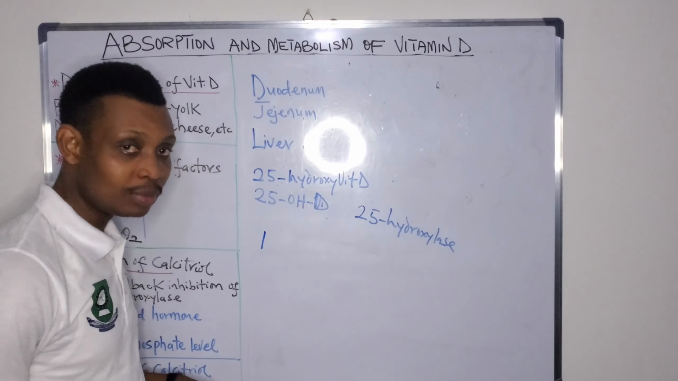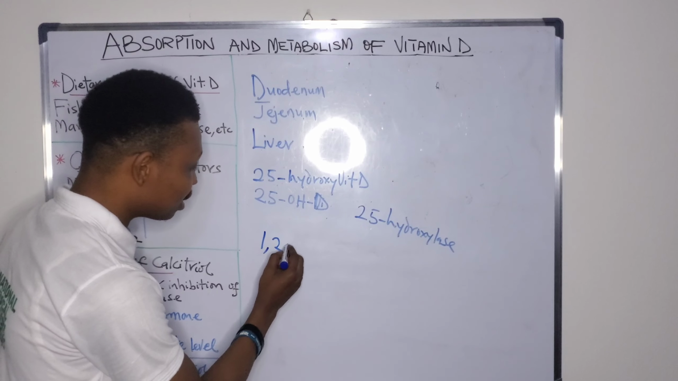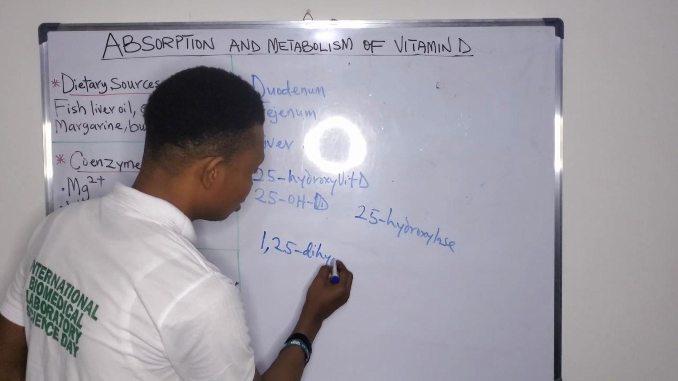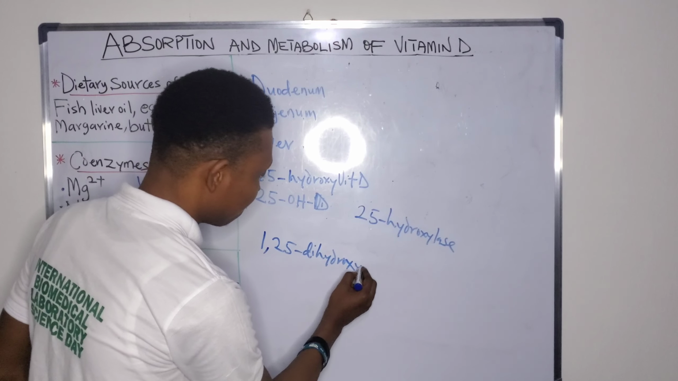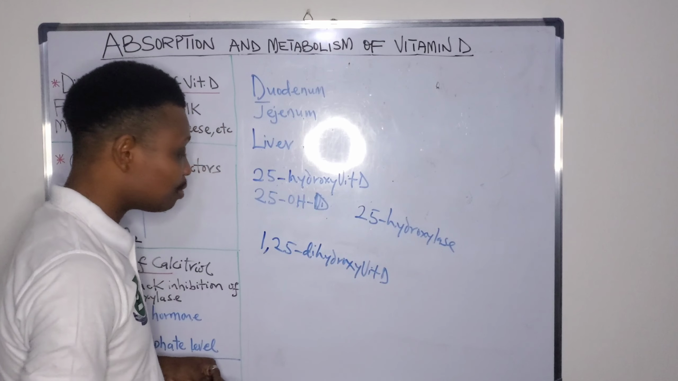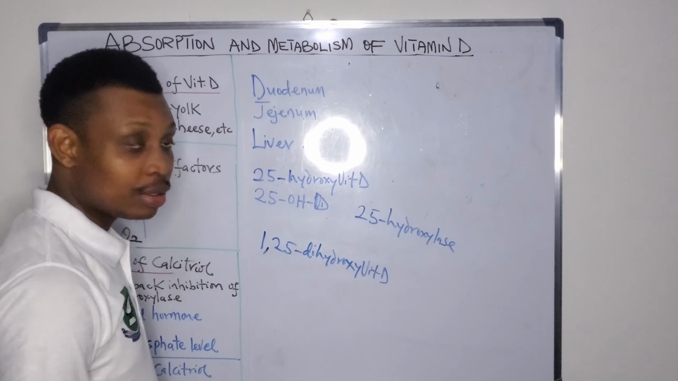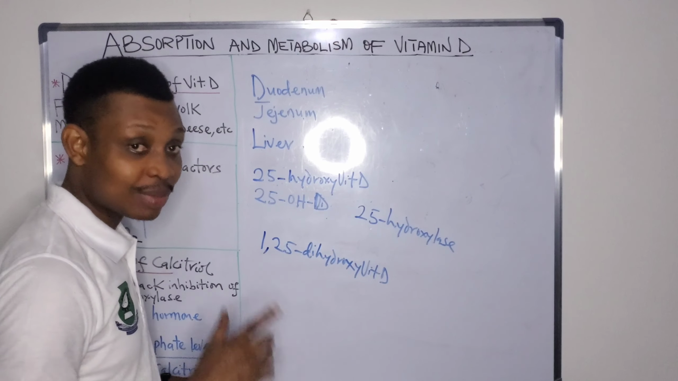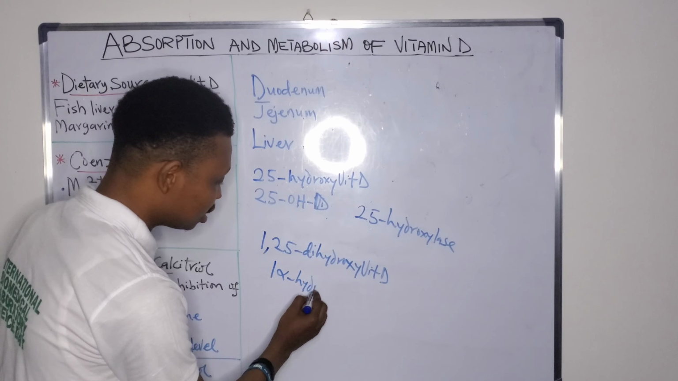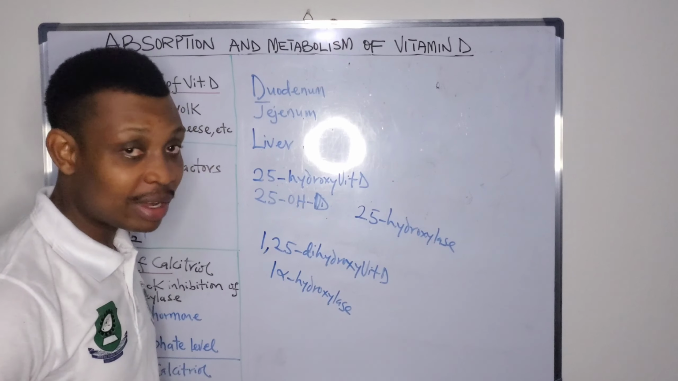1. So that will now result in 1,25-dihydroxy vitamin D. 1,25-dihydroxy vitamin D. Now, the formation of this is catalyzed by an enzyme called 1-alpha hydroxylase.